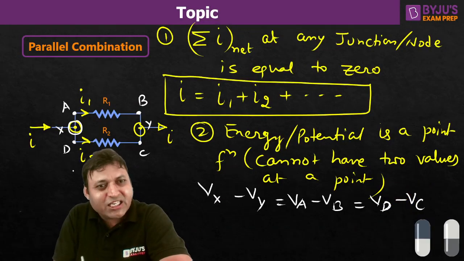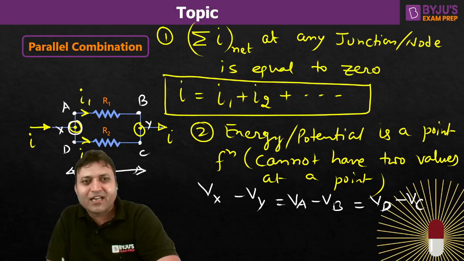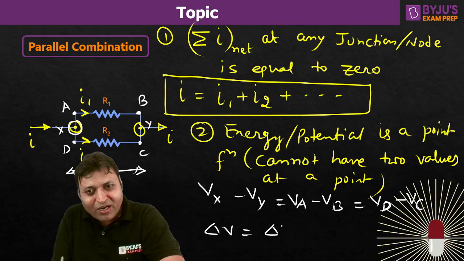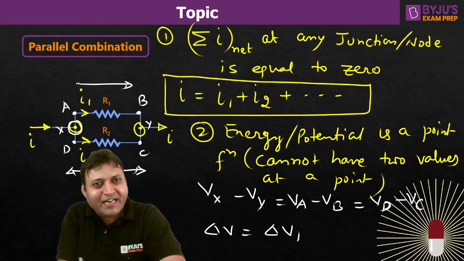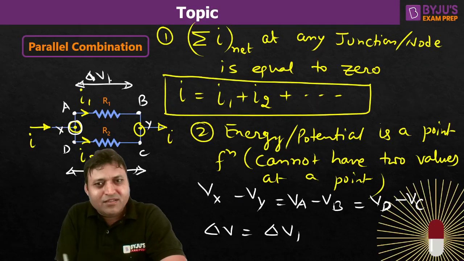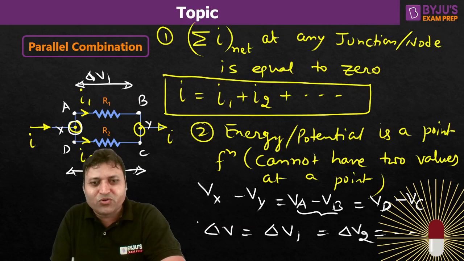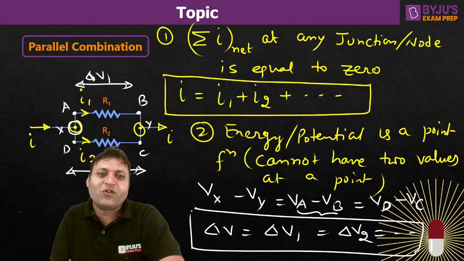So Vx minus Vy can be called as delta V. You can say delta V is equal to delta V1. If we call it as delta V1, then it is equal to delta V2. That is a parallel.